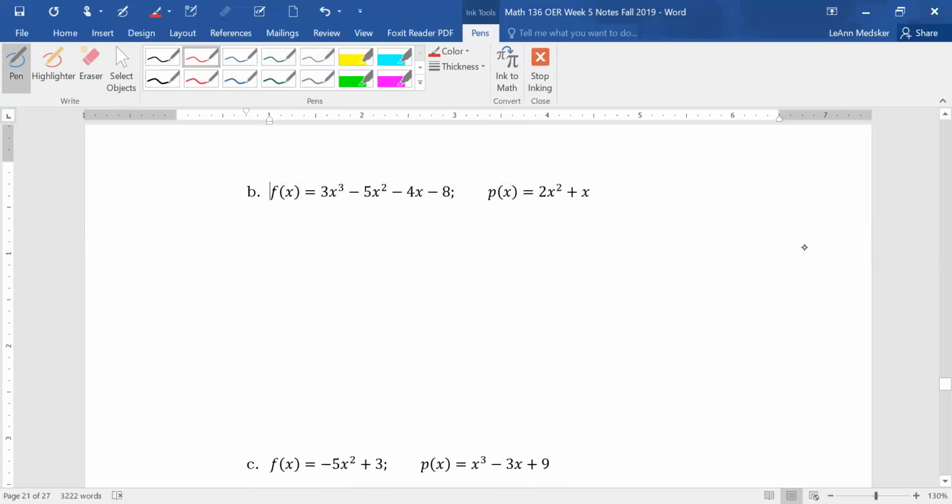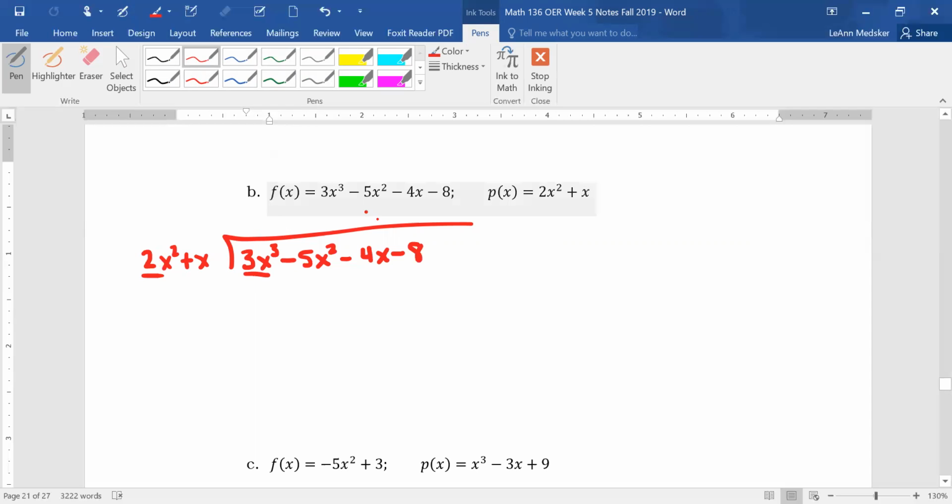So let's set up our long division. This is 2x squared plus x going into, and we need to make sure we're not missing any powers, 3x cubed minus 5x squared minus 4x minus 8. Okay, this is a harder one for us to deal with, and that's why I put it in the notes, because 2 does not just magically multiply to make 3. We know we need an x because we need to multiply by x to make an x to the third.